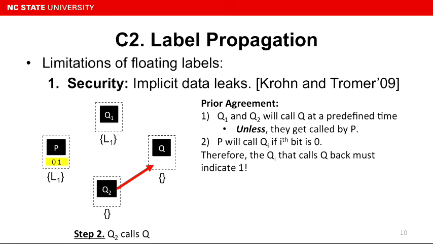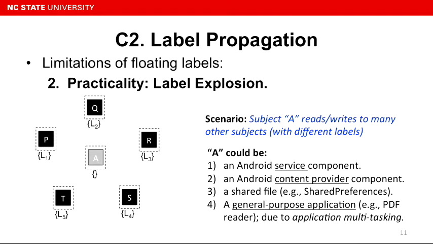Now at this point, Q has gotten a call from Q2, which allows it to guess that Q2 signifies the bit 1. Since Q2 has called, it must not have been called by P. So Q correctly guesses the data bits 0, 1, since Q2 symbolizes the bit 1 and the absent call symbolizes the bit 0. Now floating labels are not only not secure, they are also not practical on Android.